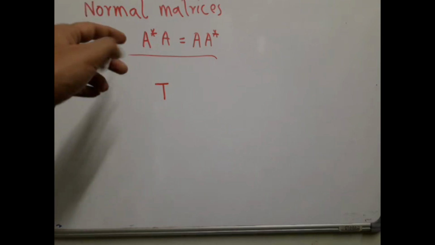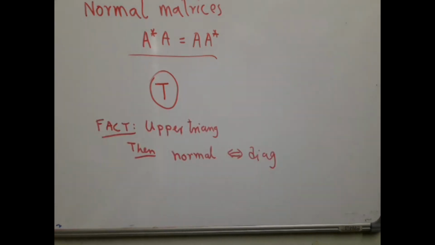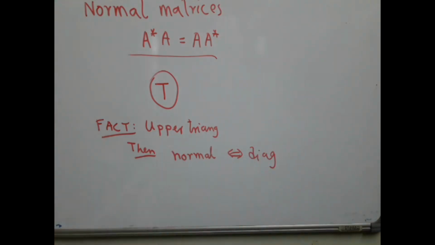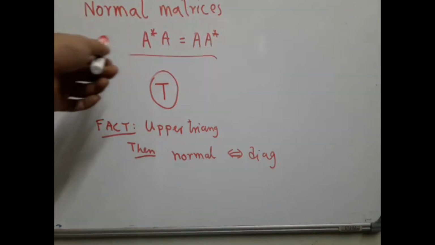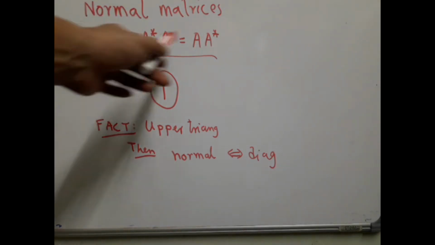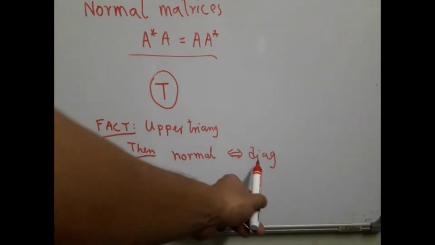Now, the claim is, if an upper triangular matrix satisfies this normality condition, then it must be actually a diagonal matrix. Thus, we have this fact: if we start with an upper triangular matrix, or lower triangular matrix for that matter, then if it is normal, then it is diagonal. If it is diagonal, then trivially it is normal, because then A star is the same as A bar, so you are getting basically A bar on both sides, so they are just the same. The non-trivial part is, if it is normal, then it is diagonal.